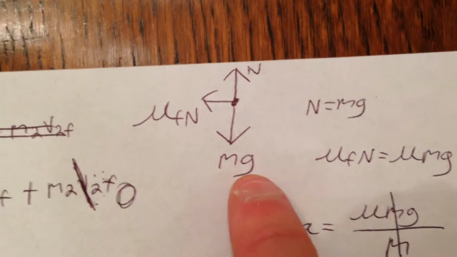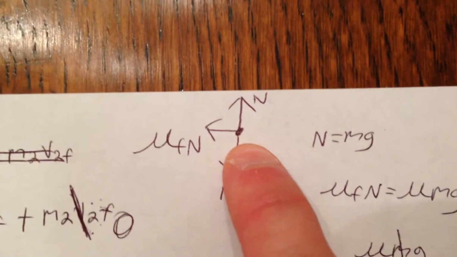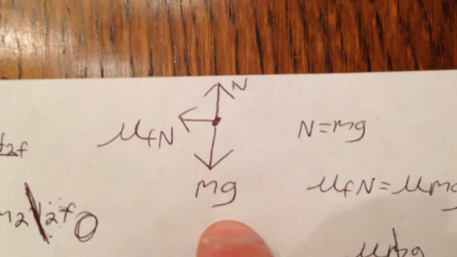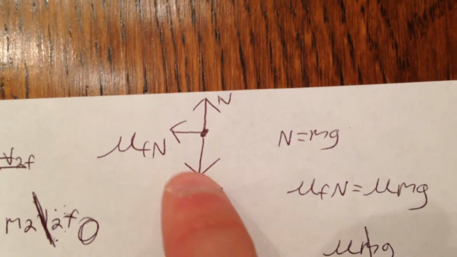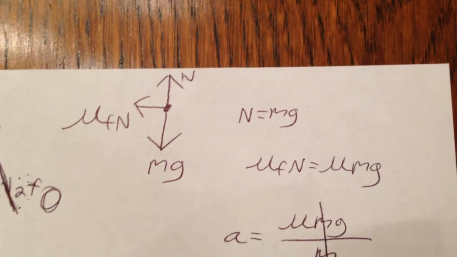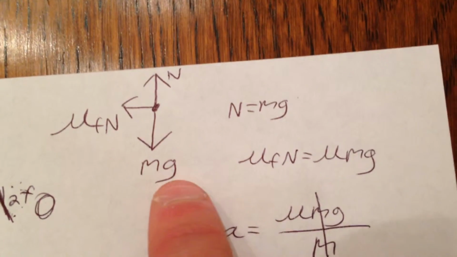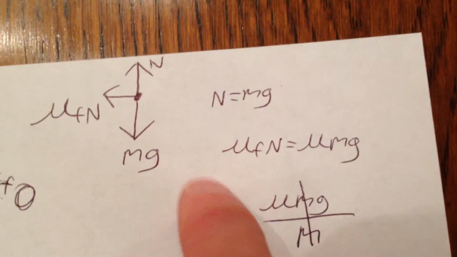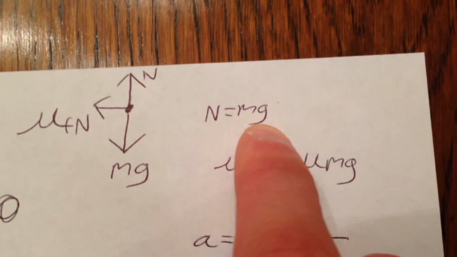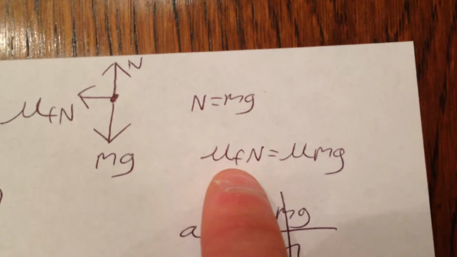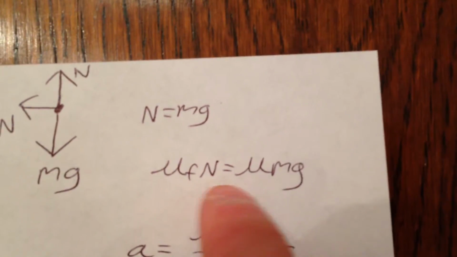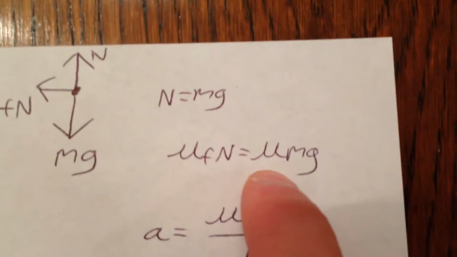Alright, so here's my free body diagram for the box. That's normal force, mg for gravity, and this is going to be friction. Now I went ahead and wrote N minus mg equals 0. Well, we would move mg over to the other side, and it's N equals mg. So the friction, that's mu Fn, equals mu mg.